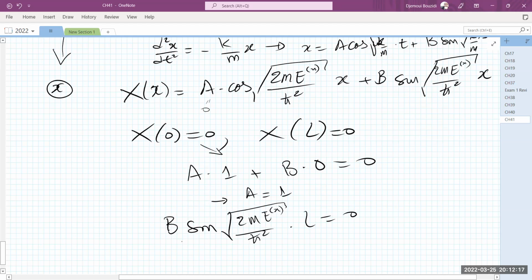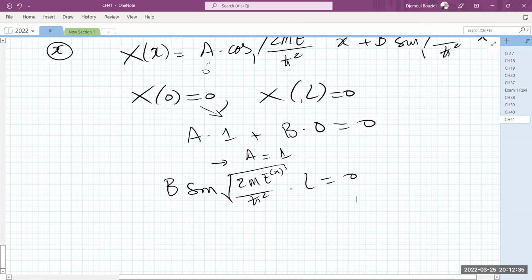I cannot have b equal to 0 now, because if b is equal to 0, that means X is equal to 0, and the particle doesn't exist inside either, because this is the behavior of how it looks inside. Remember, psi is X times Y times Z, big X times big Y times big Z. So if big X is equal to 0, we're done for. We don't want that. So b cannot be equal to 0, otherwise we will have a trivial solution that is not acceptable.